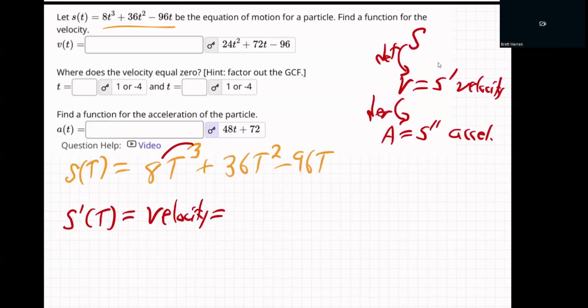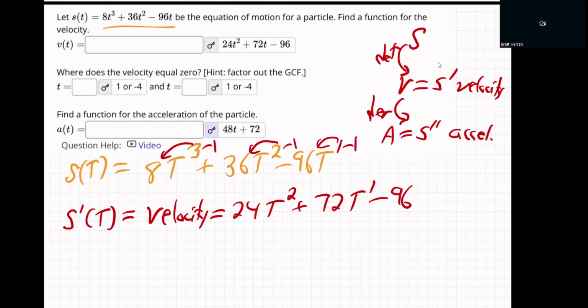Okay, so if I take the derivative, that's going to be velocity. And so what is the derivative? You know the rule, bring the 3 down, 3 times 8, 24. Subtract 1 from the power, t squared. Bring the power down, plus 72. Subtract 1 from the power, t to the first. 1, bring it down. Subtract 1 from the power, so t to the 0, so it's gone. So there's the velocity function.